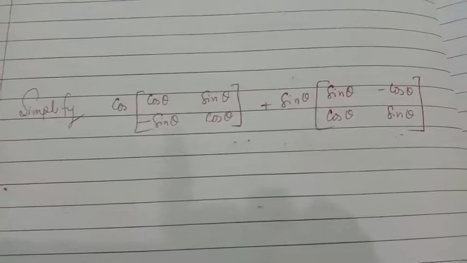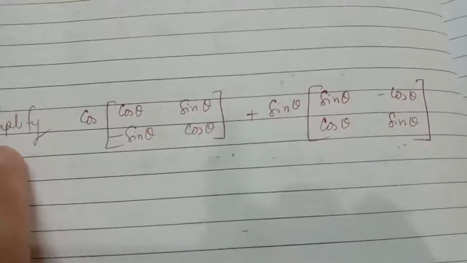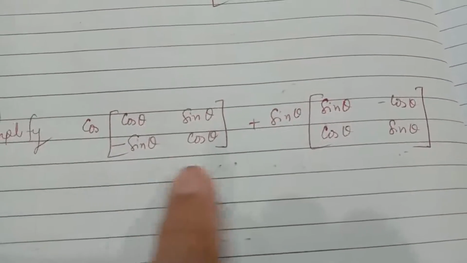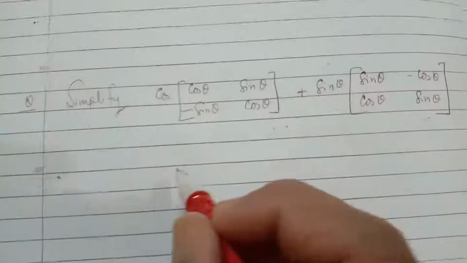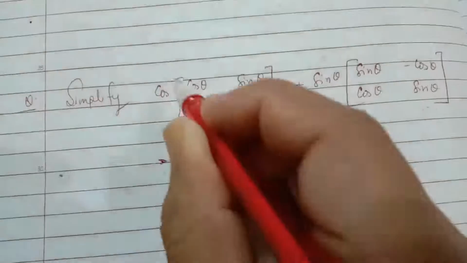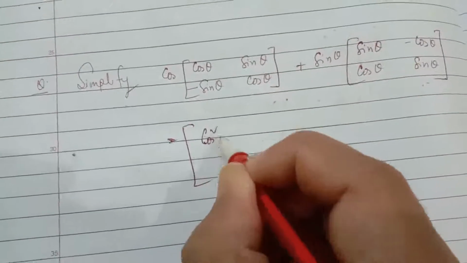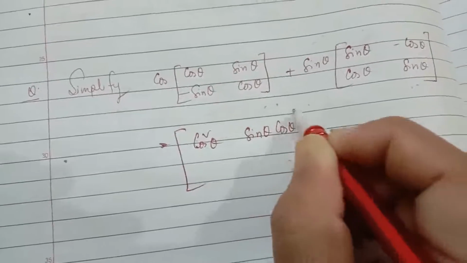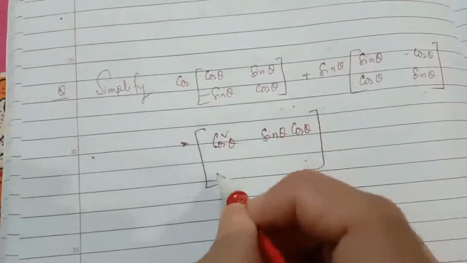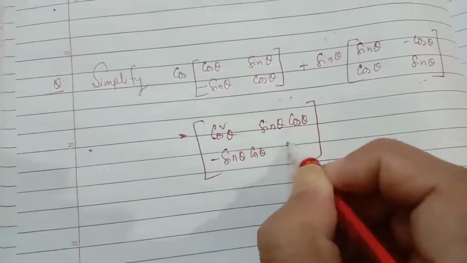Next, I have taken a simple question from the NCERT book. Simplify cos theta into this matrix plus sin theta into this matrix. Now, cos theta into this matrix, if we multiply, it will be cos square theta, sin theta cos theta, minus of sin theta cos theta, and cos square theta.